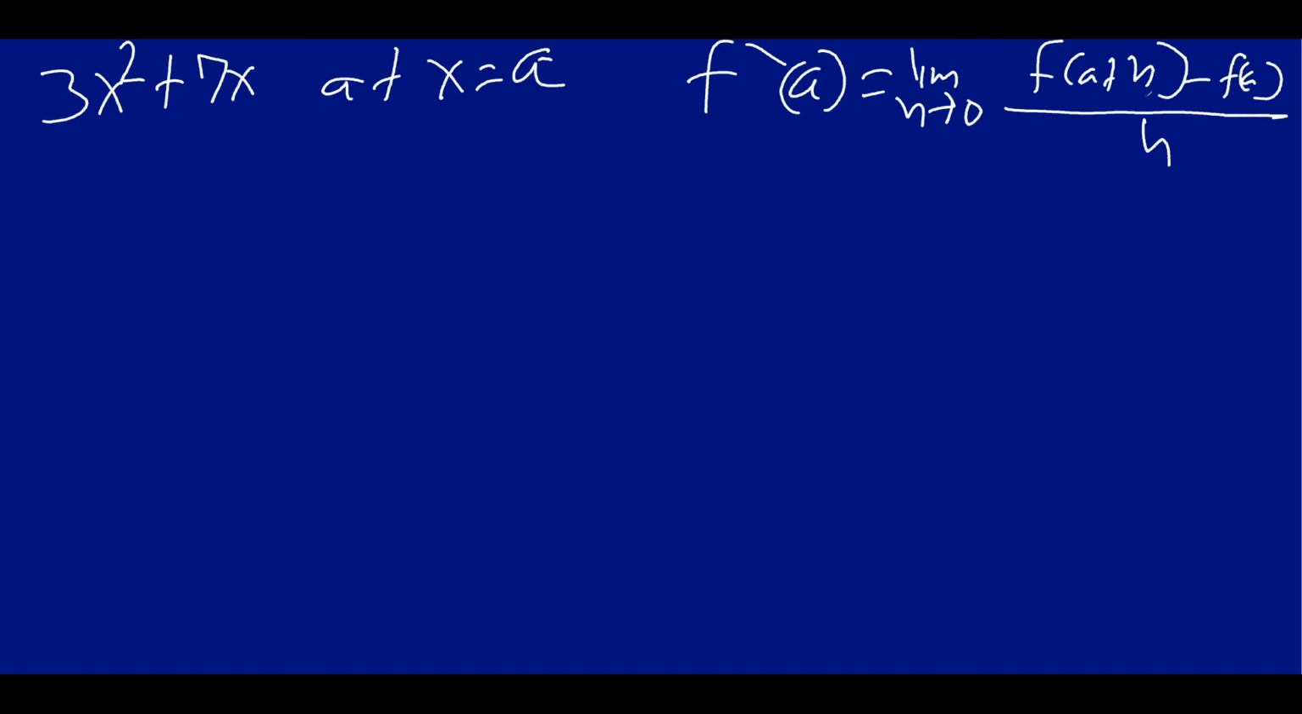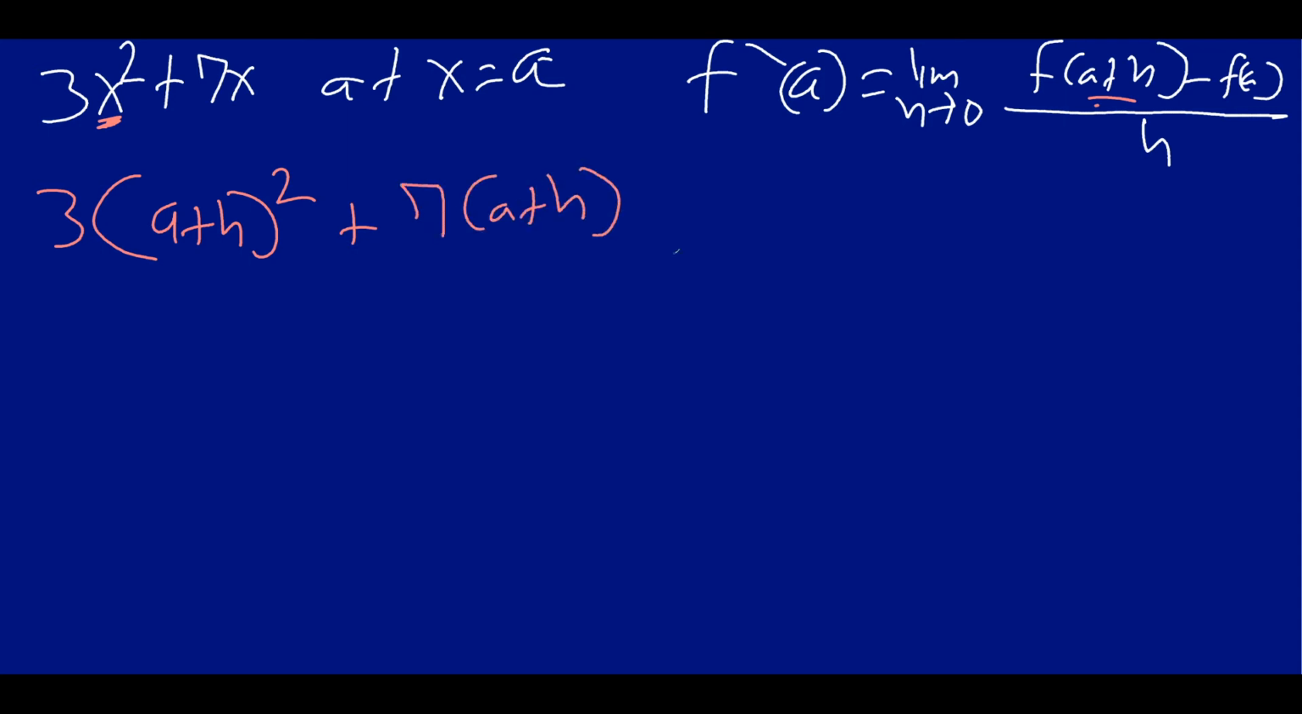Now, this is what we do. We substitute f of a plus h, wherever we see x, we put it in place of x. That's what's happening here. So this is what we end up getting. So now I have 3, and instead of x here, I'm going to have a plus h squared like that, because basically I'm just substituting wherever I see the x, I'm going to put in a plus h every single time. Plus 7 times a plus h. Again, that should look familiar.